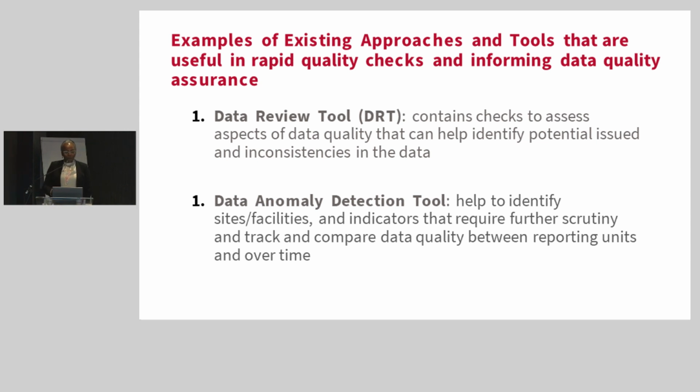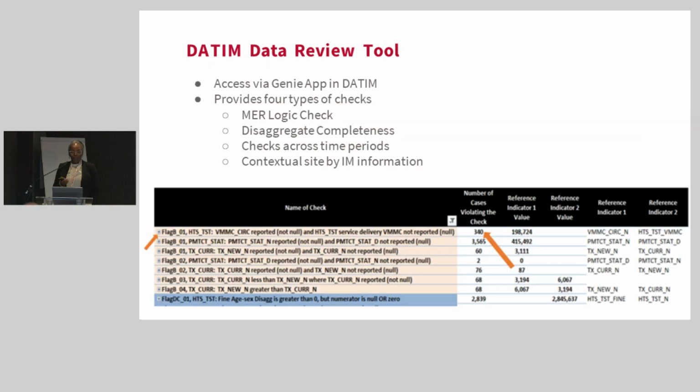So the data review tool does contain checks to assess several aspects of data quality that can help you with identifying potential issues and inconsistency in the data. And each data quality check occurs at site by implementing mechanism. That means it occurs at the time where data entry is taking place.